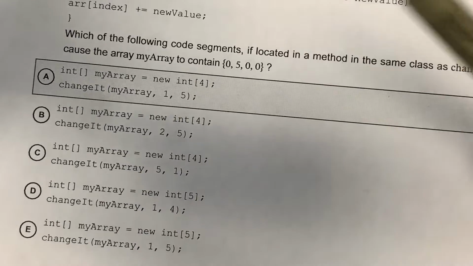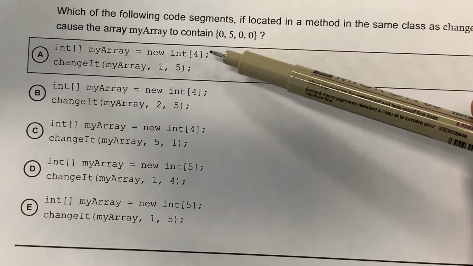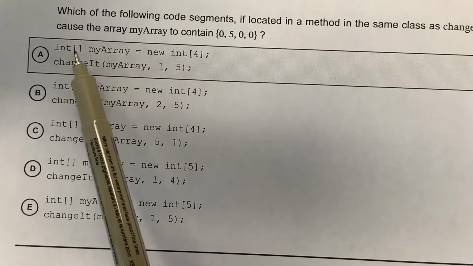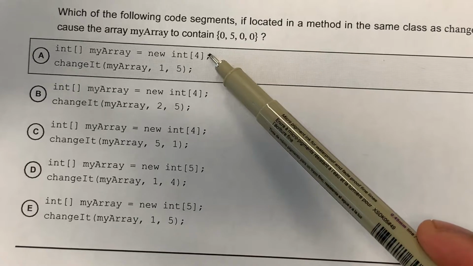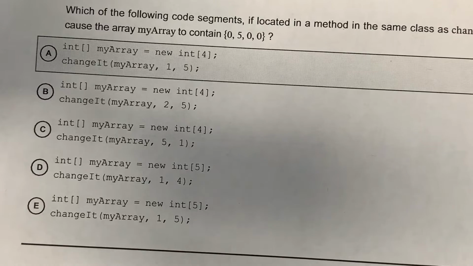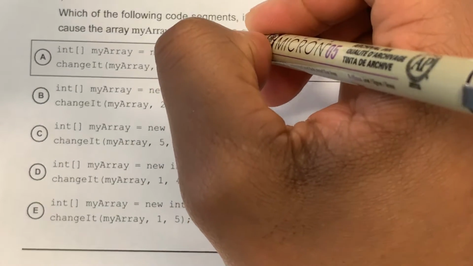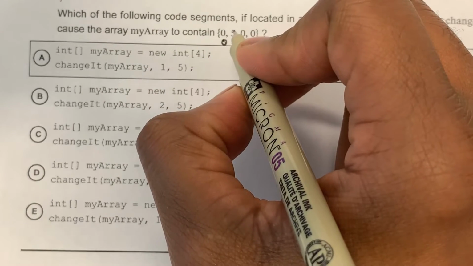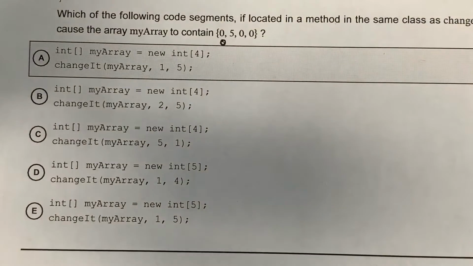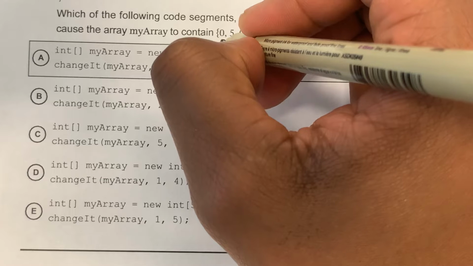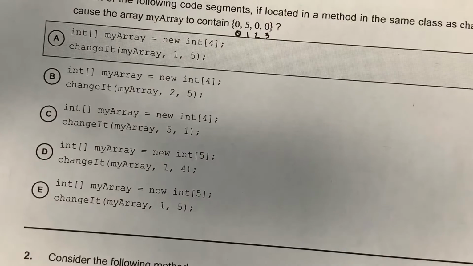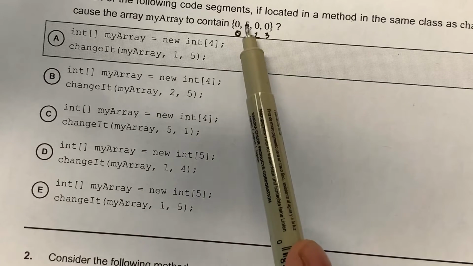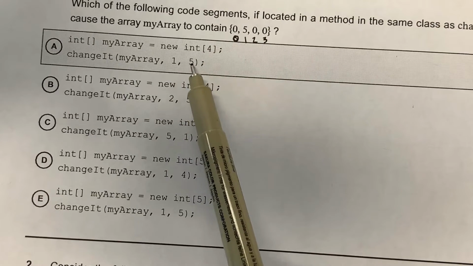There's no difference in the first line of code for A through E. Each of these has an integer array called myArray that has, in the case of A, B, and C, 4 elements, and for D and E, 5 elements. The key here is that we want the array to update the value of the second element to 5. So remember, arrays are 0 indexed. The first 0 has an index of 0, the second 0 has an index of 1, the third 0 has an index of 2, and the last 0 has an index of 3. So what we should be looking for is something that's going to change the second thing, which is index 1, to 5.